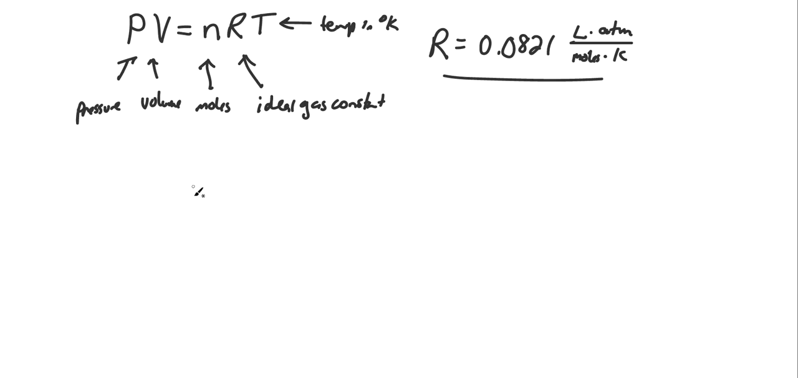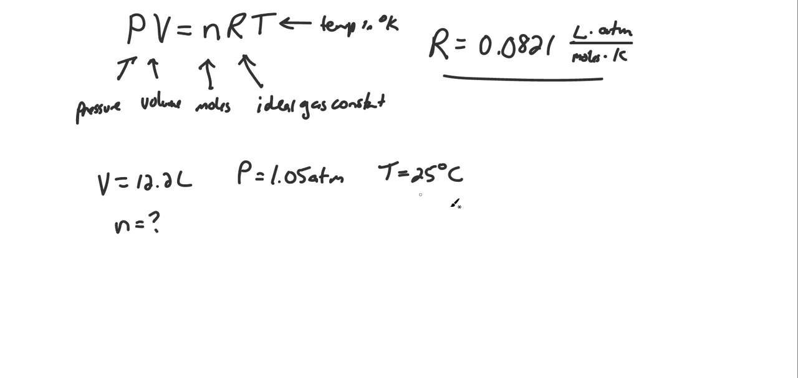So just take an example in your book. They say a gas in a 12.2 liter container. So that means that our volume equals 12.2 liters. At a pressure of 1.05 atmospheres. So P equals 1.05 atmospheres. And a temperature of 25 degrees C. Temperature equals 25 degrees Celsius. How many moles? So our number of moles, n, equals question mark.